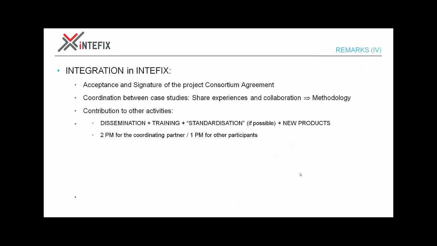Regarding the integration of new partners and new proposals in the Intefix project, you have to accept and sign the project consortium agreement. I think a copy of this is uploaded on the Intefix web page, so you can check if you have any conflict with this consortium agreement. You have to be sure that you are going to meet it.